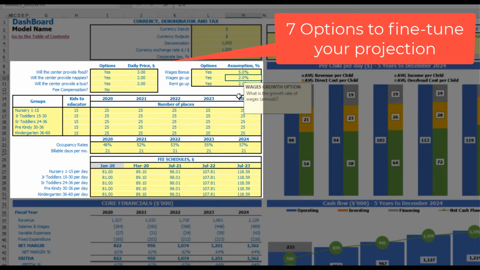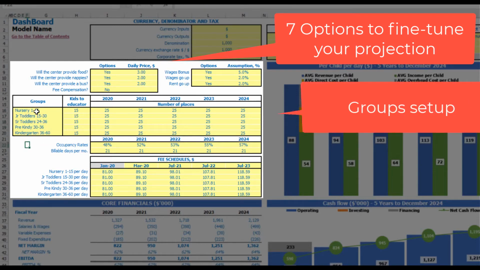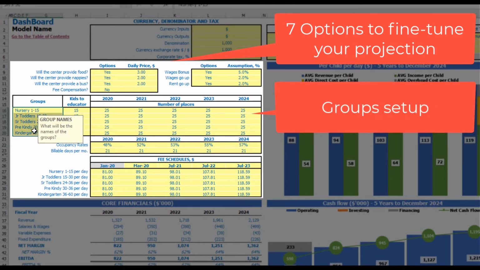For each of these assumptions, you have this node which will help you understand what calculation this assumption will drive, so it's just easier for you to understand. In the next section, you can set up your main revenue groups or streams. By default, it's broken down by nursery, junior toddlers, senior toddlers, pre-kindy, and kindergarten.